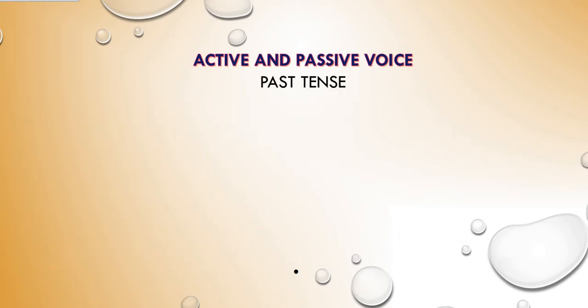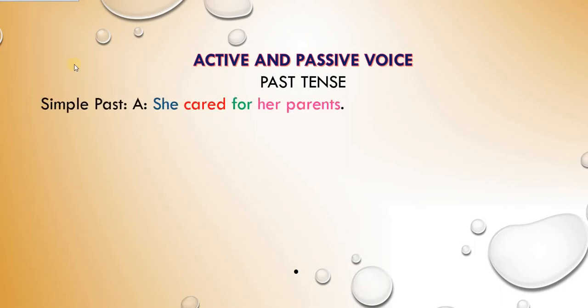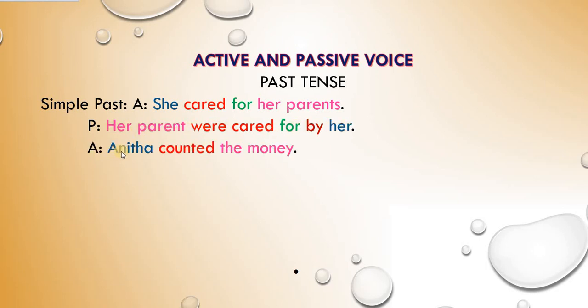We will see how we can do this under past tense. She cared for her parents. The same sentences I have used. Now change it into passive voice. Her parents were cared for by her. Active. Anita counted the money. Passive. The money was counted by Anita.